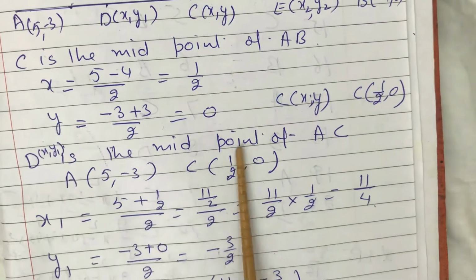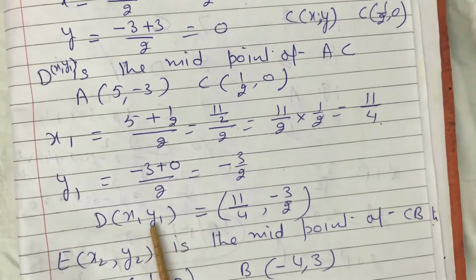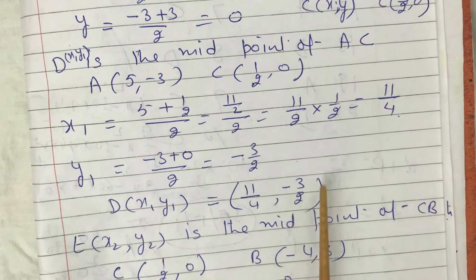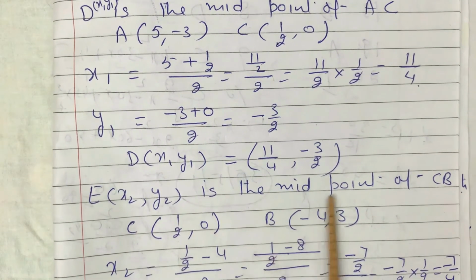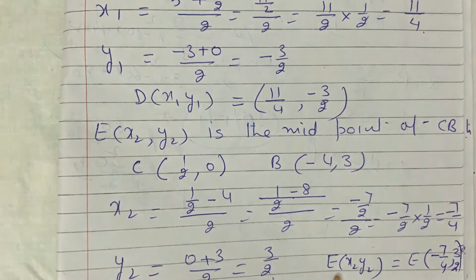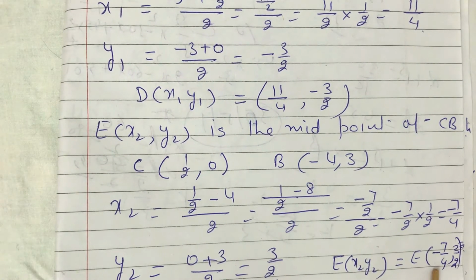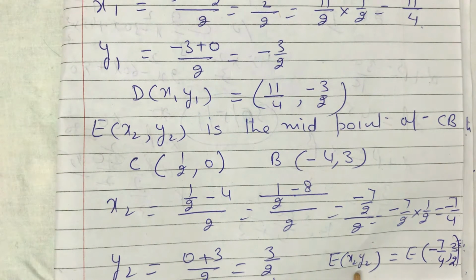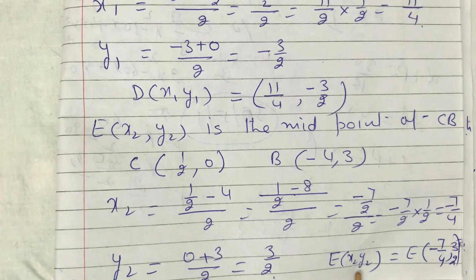Then D is the midpoint of AC and coordinates of D, which is x1, y1, will come out to be 11 by 4, minus 3 by 2. Then E, x2, y2 is the midpoint of CB. Then I will find the coordinates of E, x2, y2, which will come out to be minus 7 by 4, 3 by 2. So it's an easy question because finding midpoints is not very difficult. So you can find it and check my answer from here.